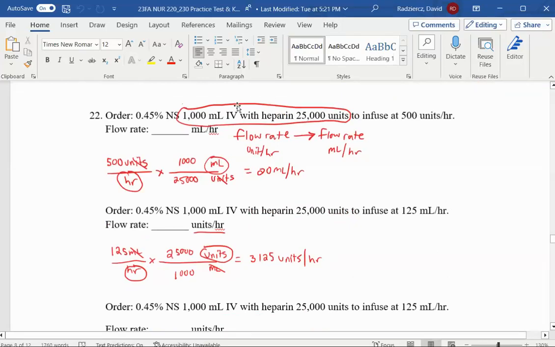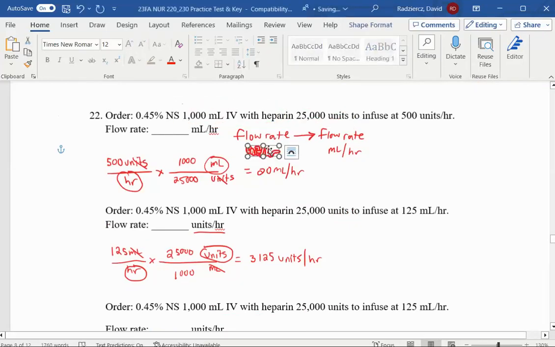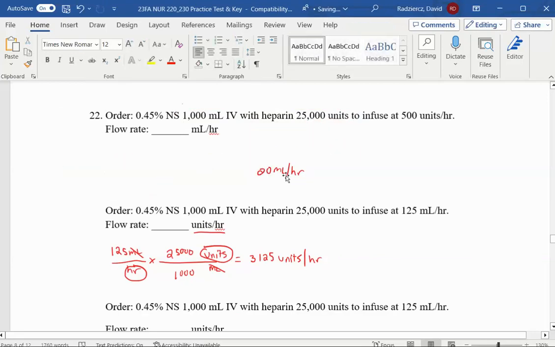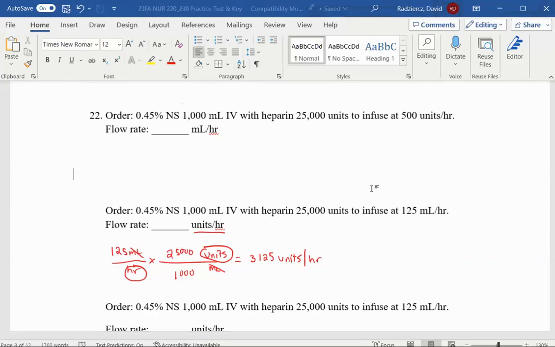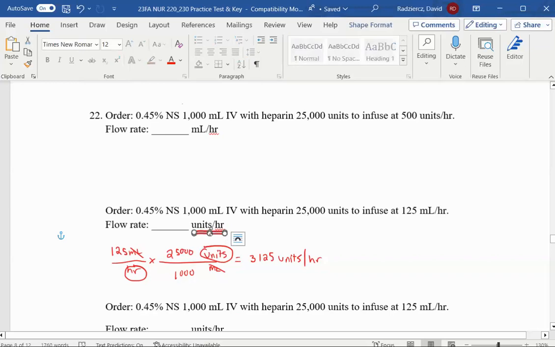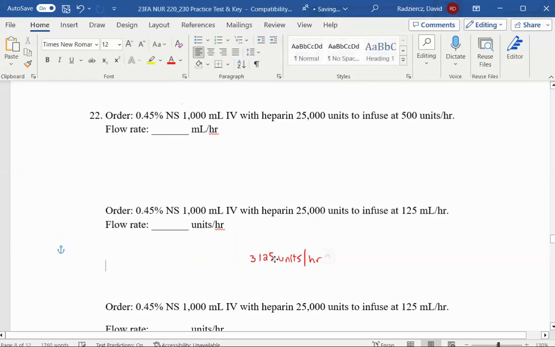Basically what you're going to see is questions that look like this, where it's going to tell you that you have 0.45% normal saline, 1,000 milliliters, with heparin, 25,000 units. It's infusing at 500 units per hour, and then you're going to need to convert that to milliliters per hour. Alternatively, you might see the reverse of that, where it gives you milliliters per hour and asks you to convert to units per hour. Although I have to say, I don't think you're going to see that on your test. I think that's more of an ATI type of question.